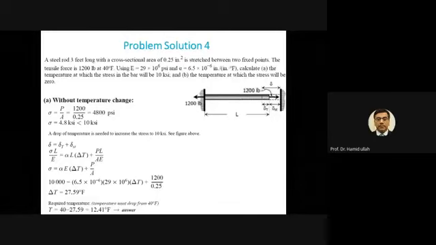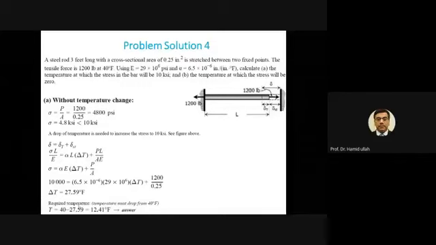And then again, like the previous case, the total elongation, what you can see from here, will be the elongation because of the temperature effect and because of the load. So the same formula you can apply, and you know the formula for each quantity, you put them in, and then there is one equation and one unknown. In this case, the unknown is del T. So del T you will get as 27.59 degree F.